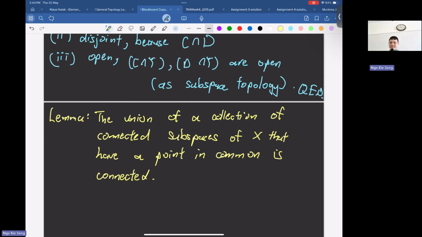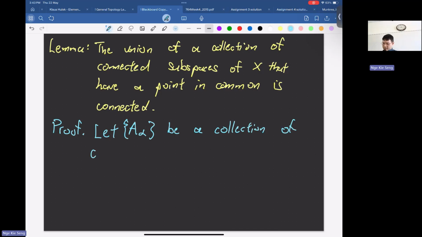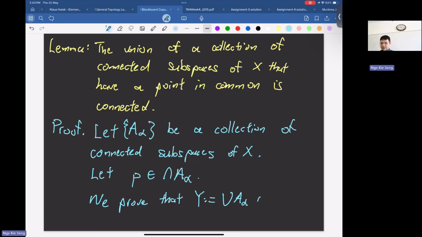So let's prove this. Let A_alpha be a collection of connected subspaces of X. And then we find the common point P, so let P be in the intersection of the A_alpha. We want to show that Y, the union of the A_alpha, is actually connected.